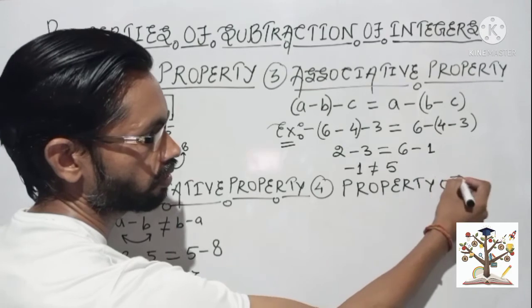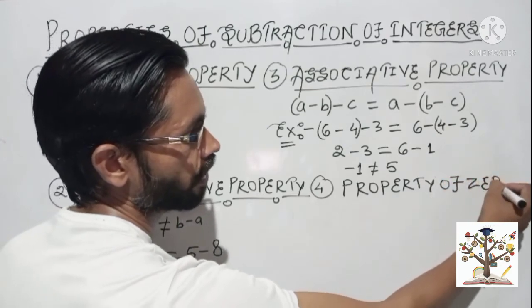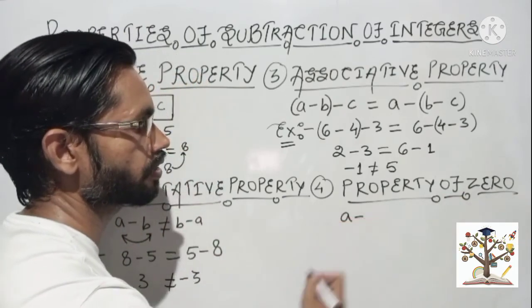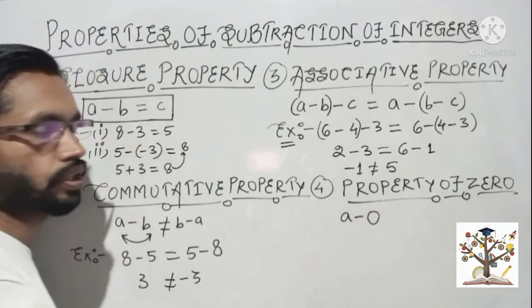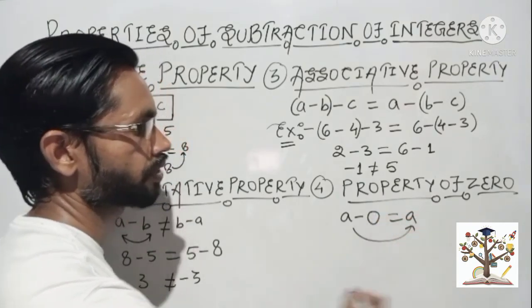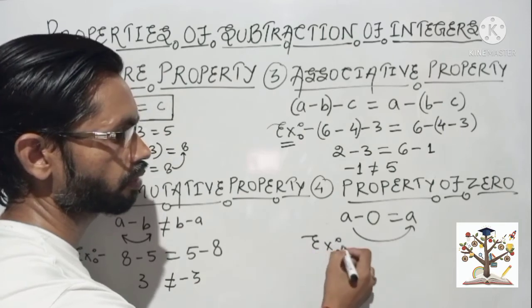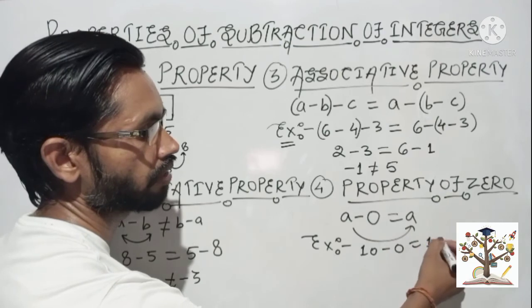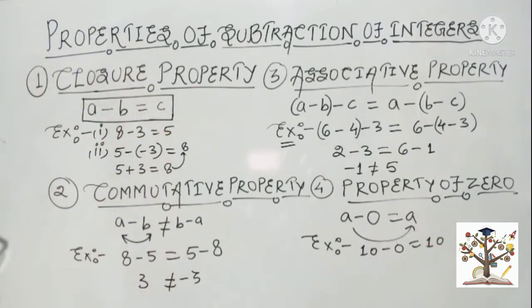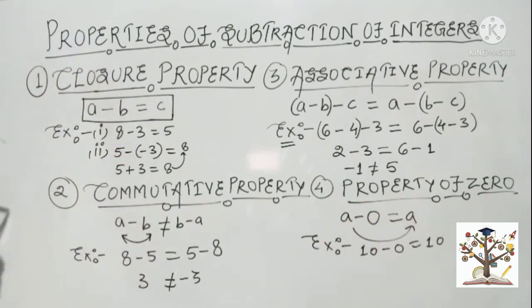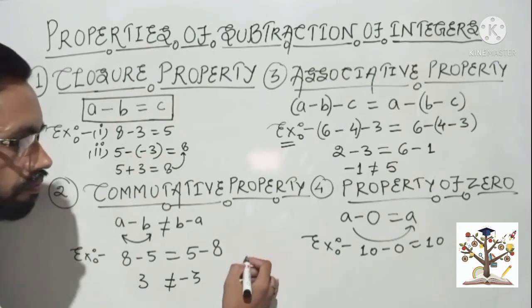Property of 0. This property is very easy. From the name itself we can understand that suppose an integer is there and from that 0 is subtracted. What we'll get? We'll get the same integer. We can take an example. Suppose I'm writing 10 minus 0. What I'll get? 10 itself. So property of 0 means whenever any integer is there and a 0 is subtracted from that, the same integer is the correct answer, or the same result it is showing.